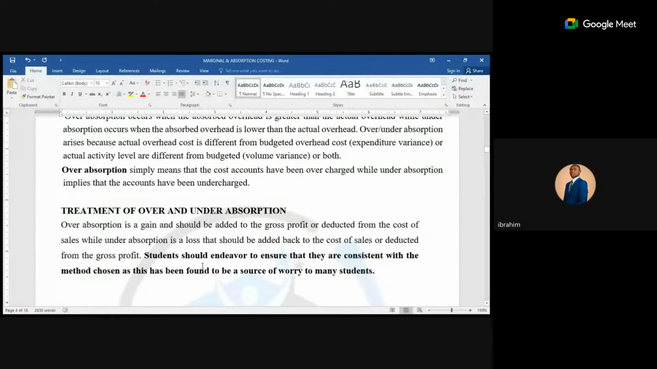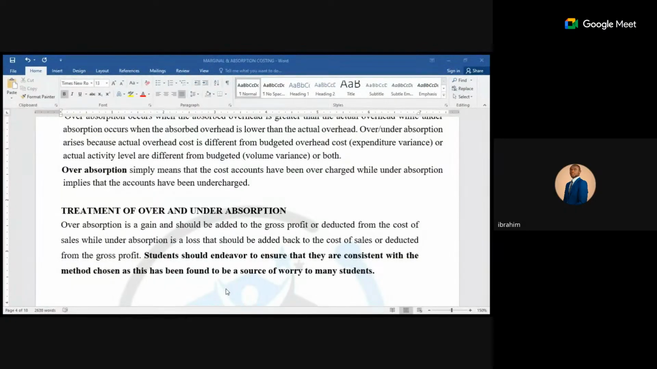Okay, let me quickly move to the treatment. How do we treat this over absorption? Over means you have overcharged something. Over absorption simply means that the cost account has been overcharged. When you overcharge me for what I don't consume, that is over absorption. Under absorption implies that the account has been undercharged, right? You that consume more, they undercharge you. Me that did not consume, they overcharge me. That is why we have over and under.